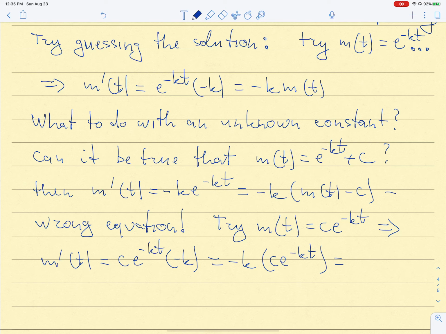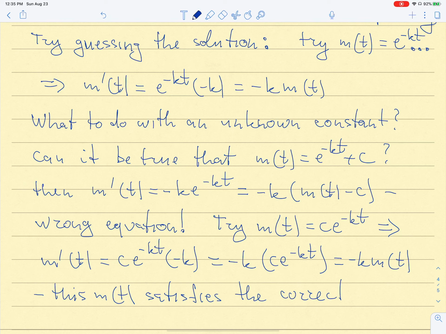So minus k times m of t. And that exactly is the correct equation. So this m satisfies the correct equation. Let me label it as star here.